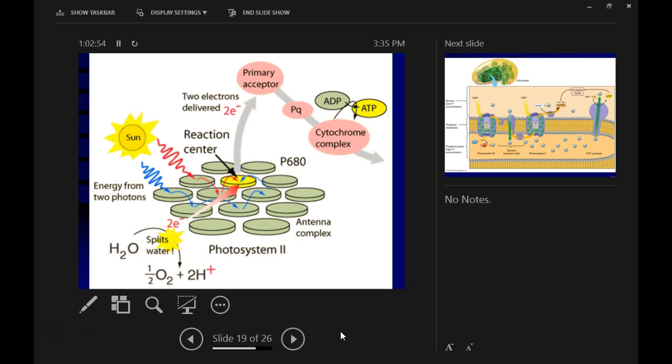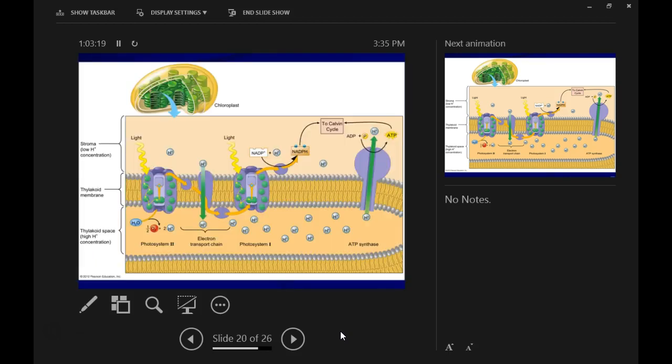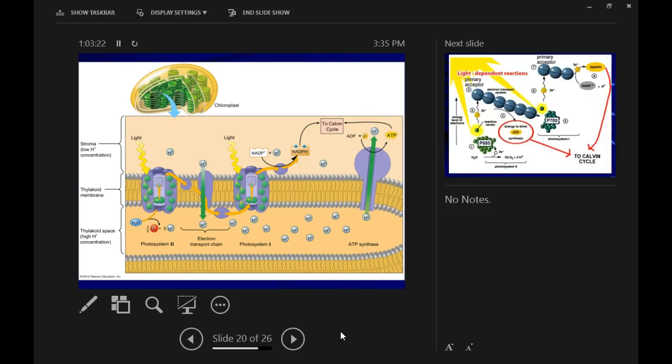Sorry, it's so low there. 1/2 O2 plus 2H plus. Well, kinda. We had to balance the equation there for it to make sense. Isn't that cool? All right. That's awesome. And that's all taking place right here.